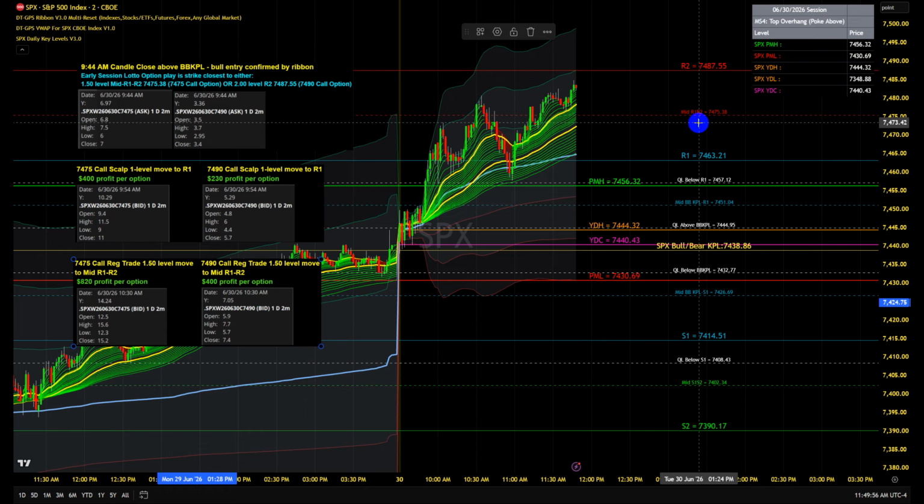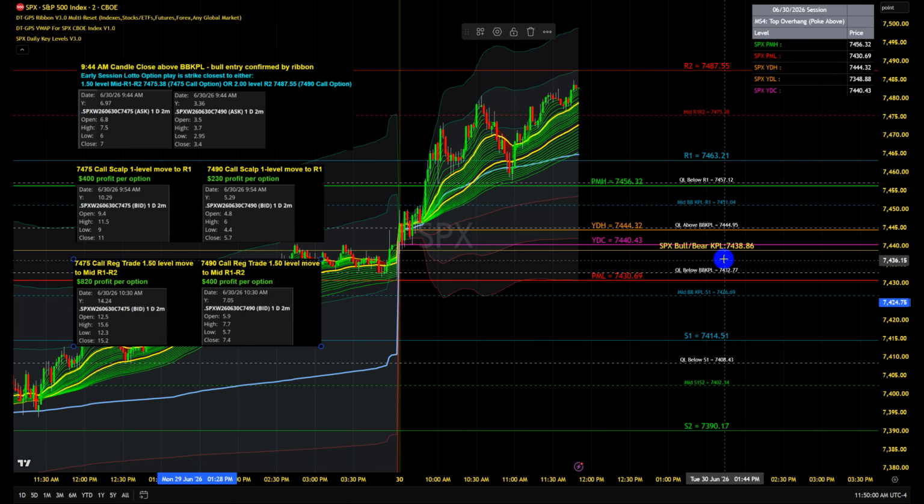The furthest away is going to be the strike closest to the R2 level. It's a 2 level away from the level that we're basing the bullish trade on. 74.8755, so that's a 74.90 strike.